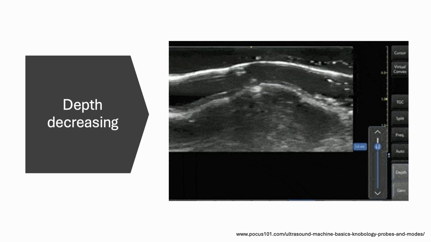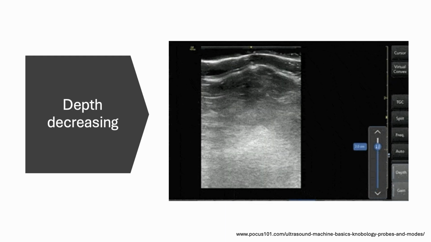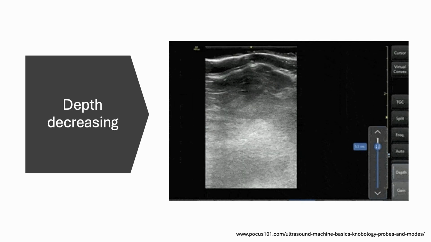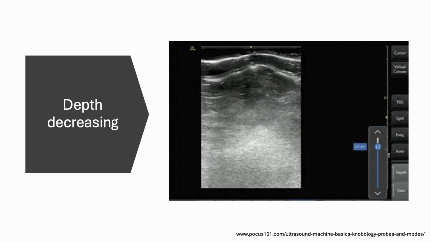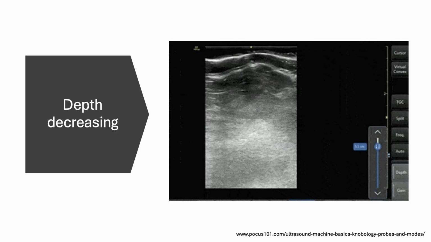And then here is a video of the depth decreasing. So it starts out showing a larger portion of whatever it is scanning, and then they are decreasing the depth, and that just shows a smaller area. So this might be useful if you are trying to look at a gestational sac, or trying to look at something deeper. So maybe you're doing a gynecologic exam, and of course, if it's not deep enough, you're not going to be able to see what you need to see.